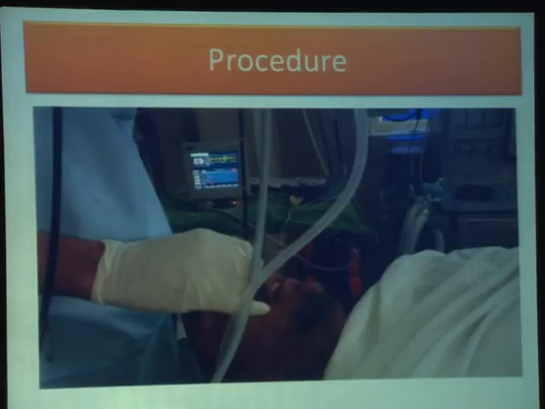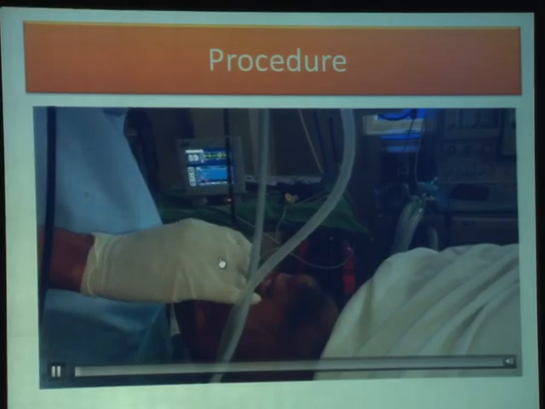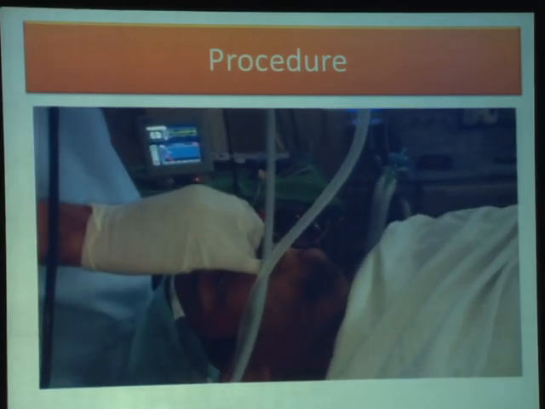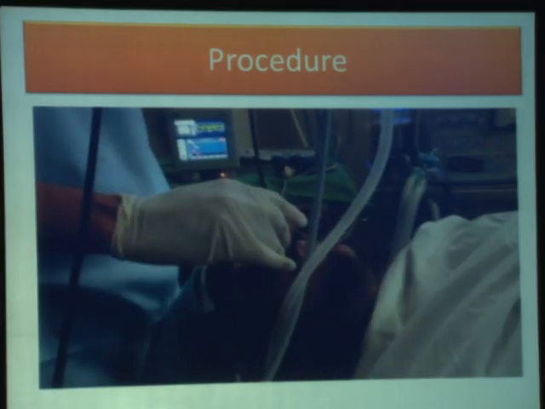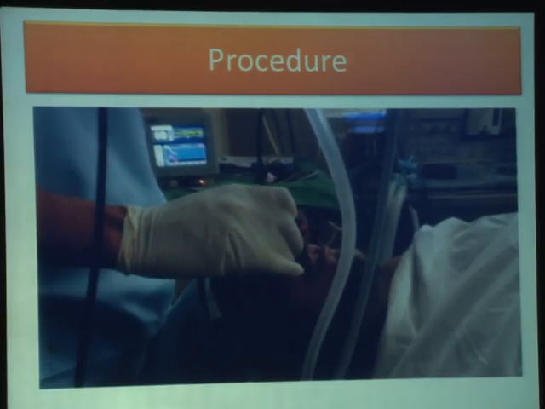Can I have the video, please? Play the video. This is the procedure being done. Can you hear it? I need an audio. So this is in our setup with the BIS there.